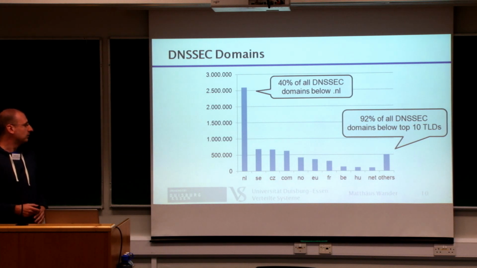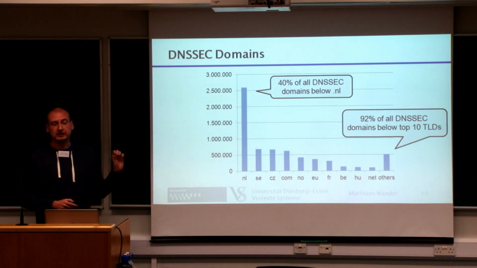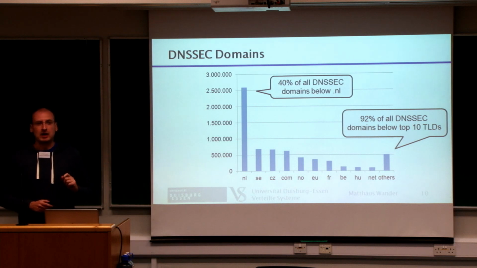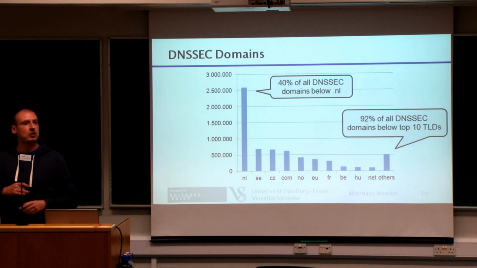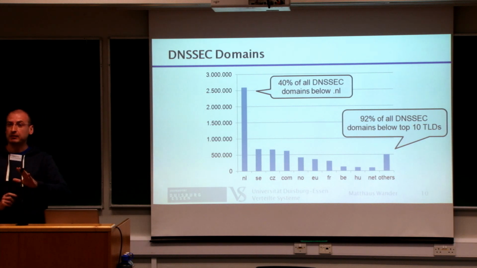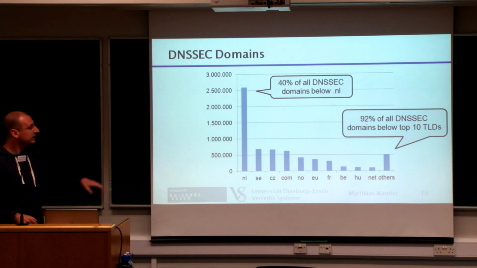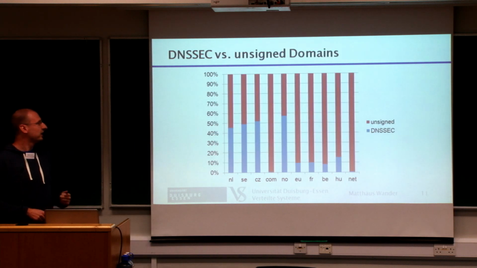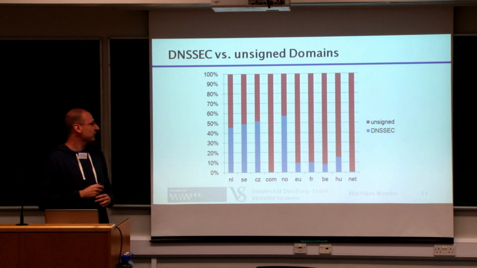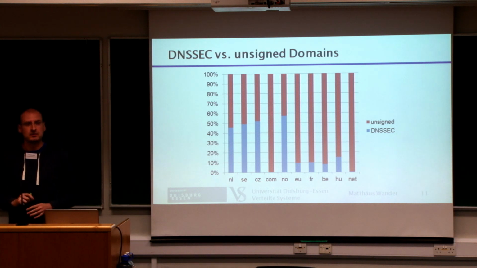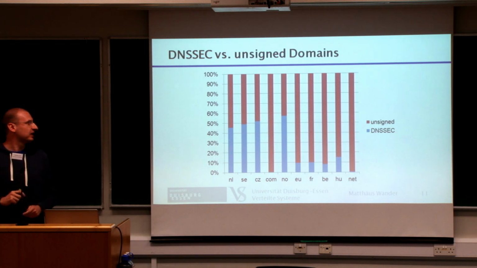Okay, so first there is this distribution. And now we compare this to the number of domains that are not signed, by taking a look at the TLD operators' websites, where they provide statistics on how many domains they have registered. We cannot do this for all top-level domains, but at least those top 10 that we're seeing here are providing statistics. So now we can see .nl, .se, which is Sweden, and .cz, which is the Czech Republic, have DNSSEC adoption ratios around 50%. So half of their domains are actually signed with DNSSEC.